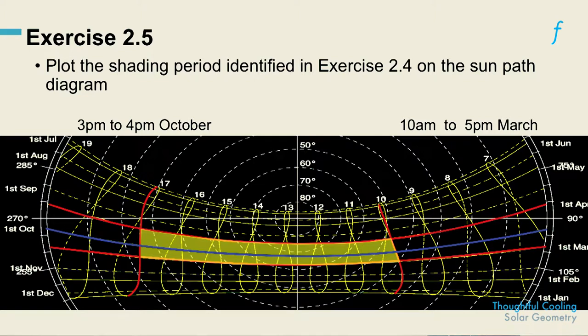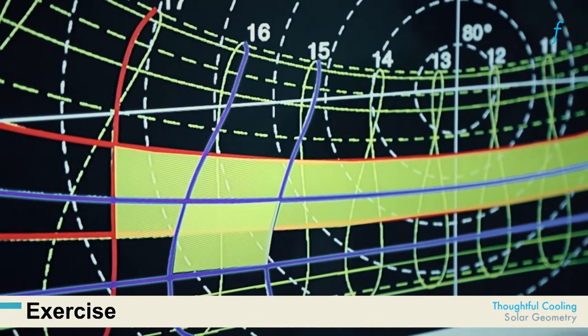This is 1st of October. So that's the October month. And now let's look at 3 p.m. to 4 p.m. in October. Right, and then we can go ahead and shade this part.